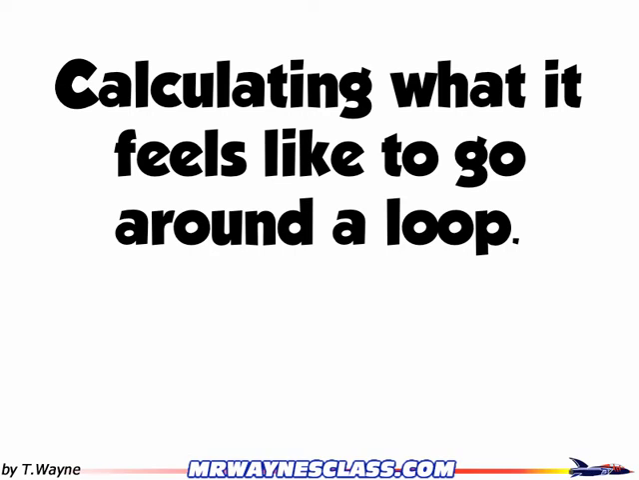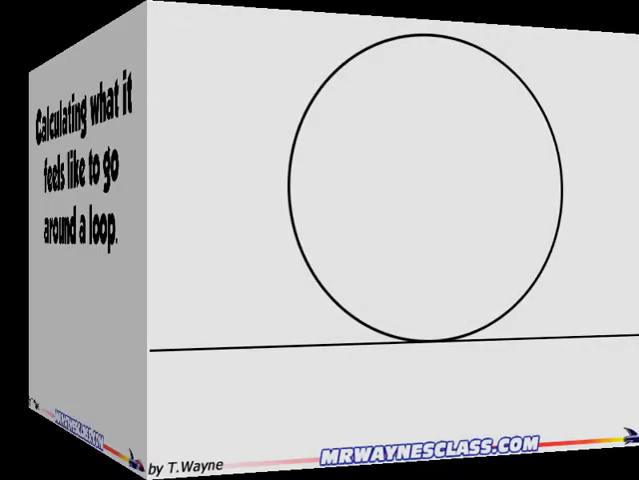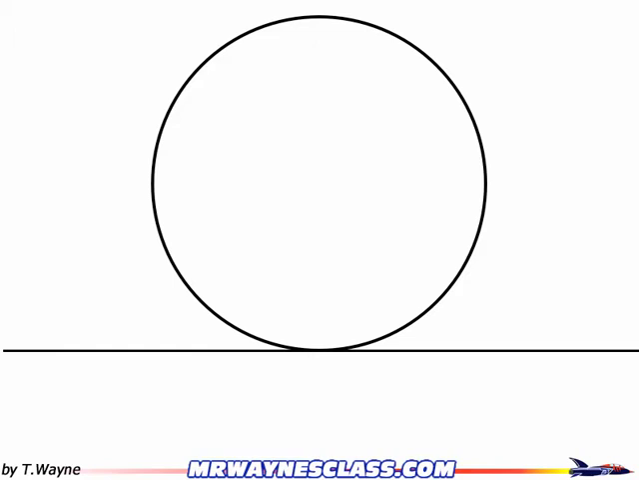This video is going to talk about calculating what it feels like to go around a loop. My answer is going to be in meters per second squared for doing this calculation. So to begin with, this is my loop. It's going to be a circular loop to start with. So here's my object, and it's entering the loop at the bottom. It's just begun to go up, just right at the beginning of the curve.